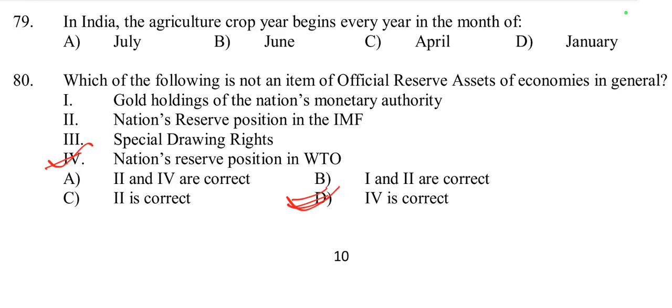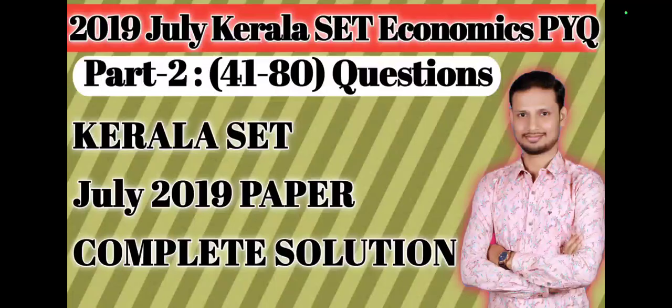So this is all for today's session. In this part we have discussed 40 questions. In the last part of the 2019 July Kerala set, we will discuss the remaining questions, 81 to 120.